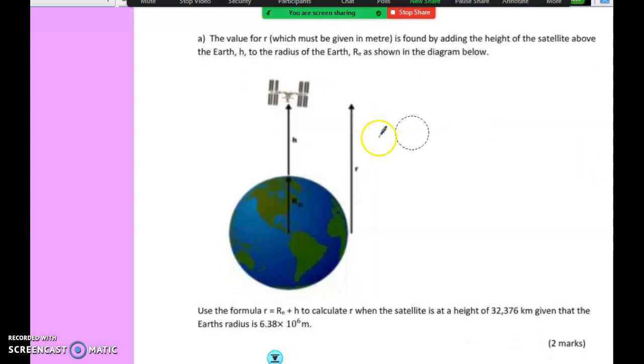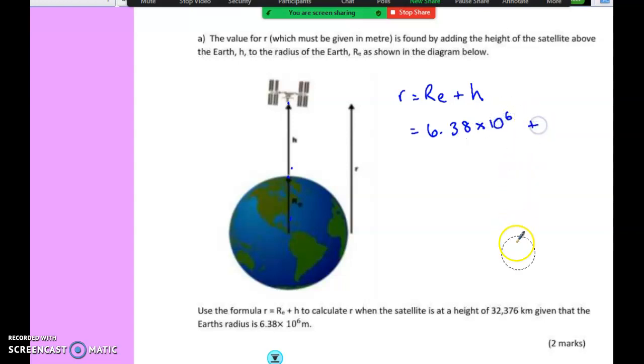The value of r comes from the radius of the Earth plus the height of the satellite above the Earth. It's given by this formula in the question. So the radius of the Earth is 6.38 times 10 to the power of 6 meters, and I want to add on the height. Now the height just now is in kilometers. I need that in meters, so I'm going to times it by 1,000.